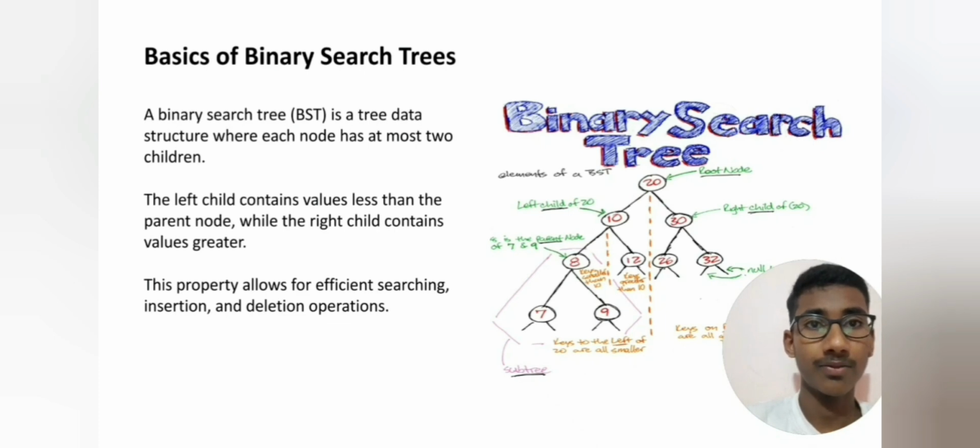Basics of binary search tree. A binary search tree is a tree data structure where each node has at most two children. The left child contains values less than the parent node, while the right child contains values greater. This property allows for efficient searching, insertion and deletion operations.